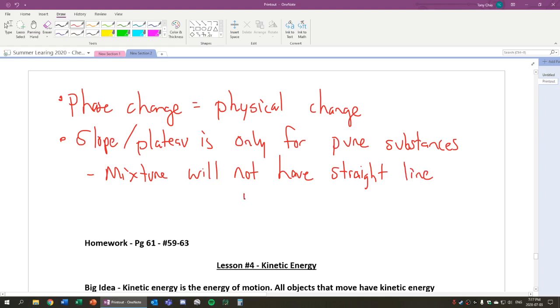So instead, what a mixture will give you instead is that it can actually look like, if I try to get this working, okay, a mixture on the other hand will give you something like this. It might give you something like this. So it's not really a straight line, it's a bit curvy.